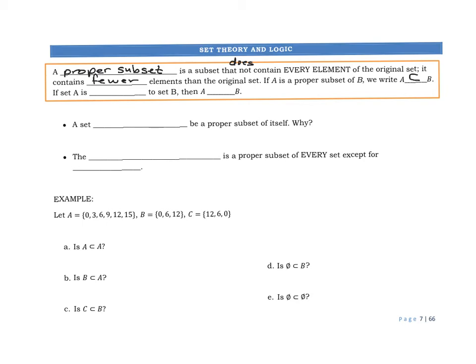If set A is equal to set B, then set A cannot be a proper subset of set B. So a set cannot be a proper subset of itself. Well, why? The sets are equal. A set is going to be equal to itself, right? And the empty set is a proper subset of every set except for itself? Well, the reason for that is they can't be equal, right?